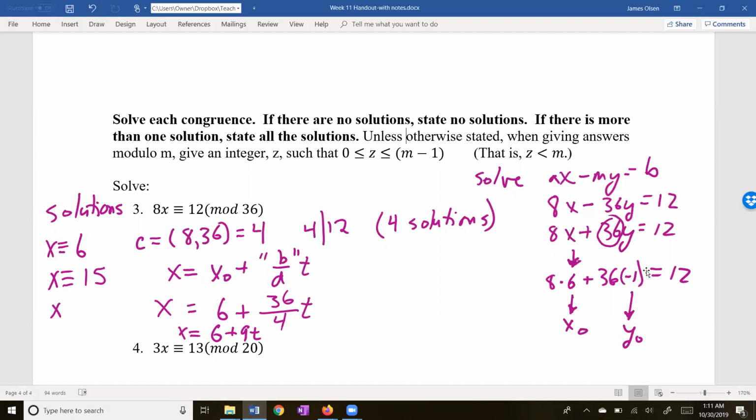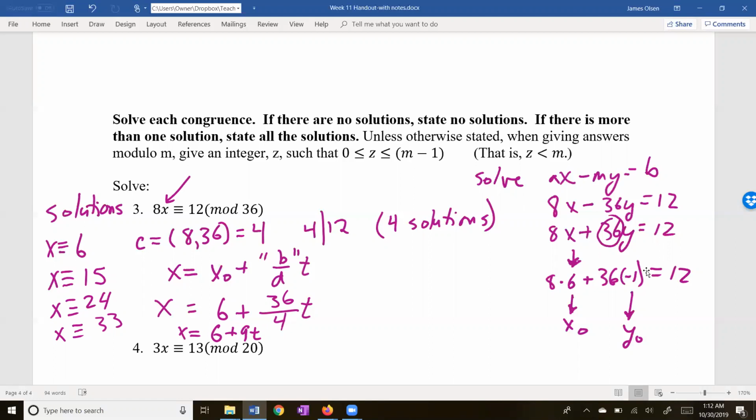When t is equal to 2, 2 times 9 is 18. 18 plus 6 is 24. This is my third solution. And when t is equal to 3, 3 times 9 is 27, plus 6 is 33. Notice that these solutions are going up by 9. I don't really need to worry about why, because all I was interested in here was x.